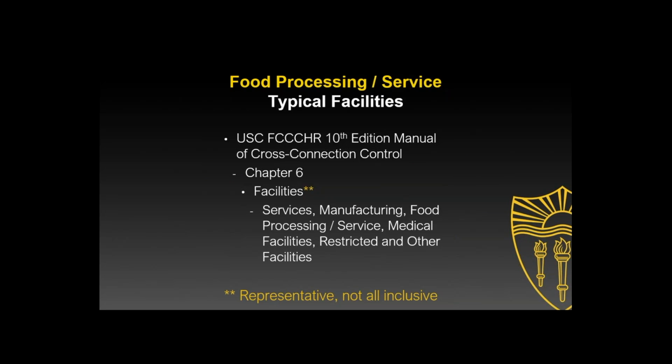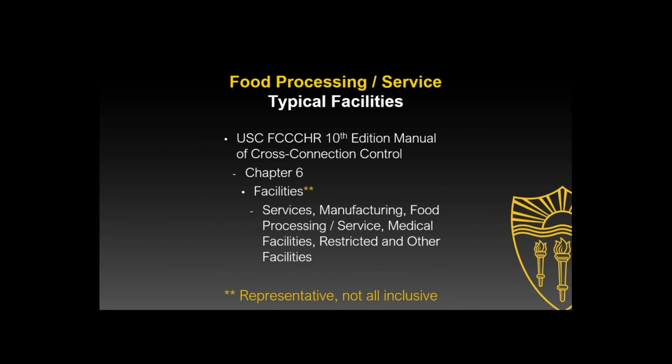Chapter 6 of the manual talks about some typical facilities that you may encounter: service, manufacturing, food processing, medical, restricted, and other kinds of facilities that are referenced there. And you can see I have a double asterisk. This is representative, not all inclusive, because one of the things that you'll find is that some of these facilities may fall into a couple of these categories. It may not just be one that fits it all. Or at the same time, you have the other extreme, where the facility you're looking at falls exactly into one of these categories. So just be a little flexible.